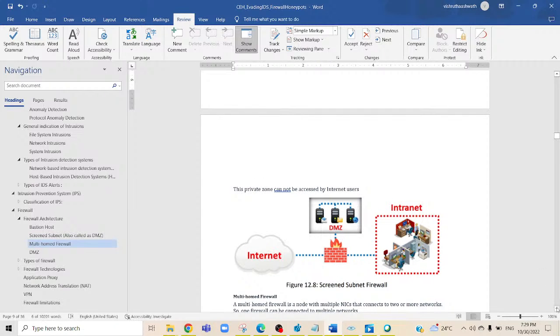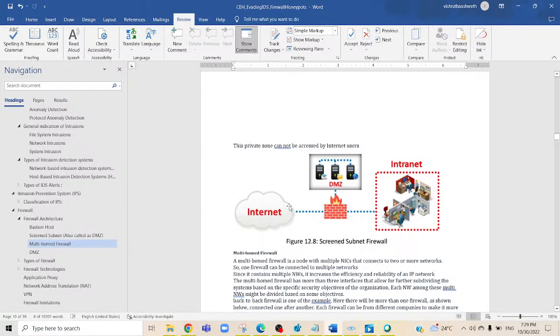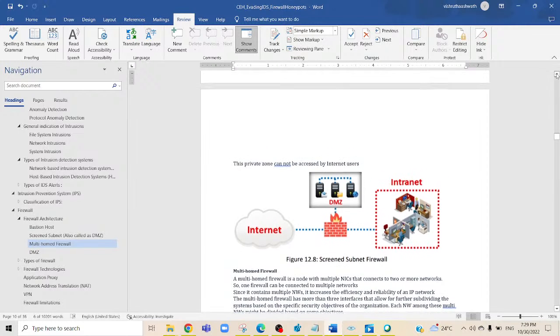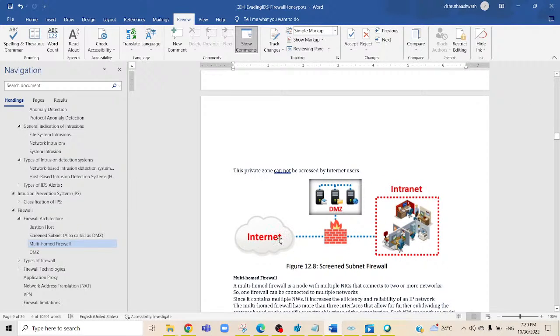So as you can see in the diagram, we have the internet, we have the DMZ, and then the intranet. The DMZ can be accessed by the public network. Between the intranet and the DMZ, we have a firewall, and the intranet is completely protected from the internet.